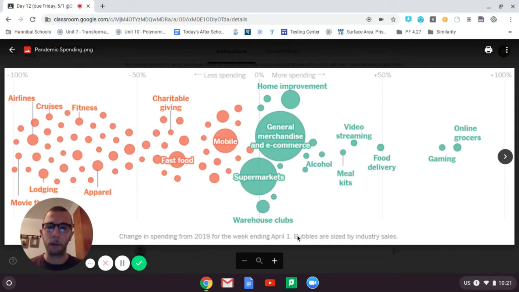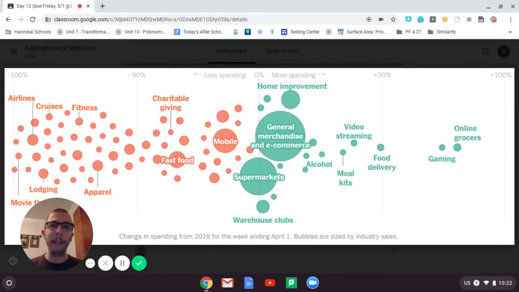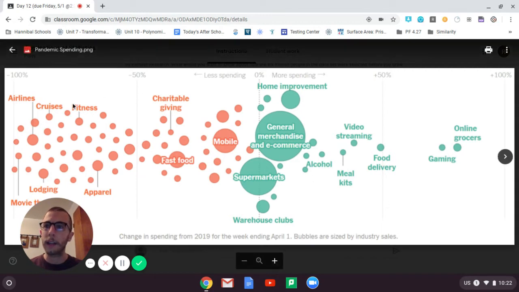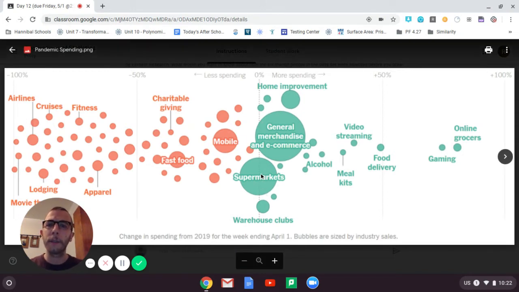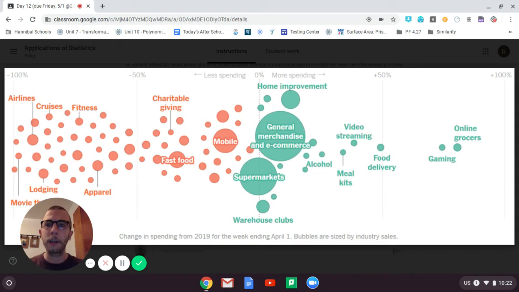I think another important thing, of course, otherwise why would they present that to us? The bubbles are sized by industry sales. So the bubble size corresponds to how big that industry is. Looking at this, that tells us that the biggest industry shown here is general merchandise and e-commerce. Supermarkets, that's another big one, the second largest. And that makes sense because Wegmans, Walmart, Tops, Aldi, all those are supermarkets, of course, and that's a huge industry. Do you guys think that makes sense, that it didn't really experience more or less spending from last year to this year? Something to think about there.